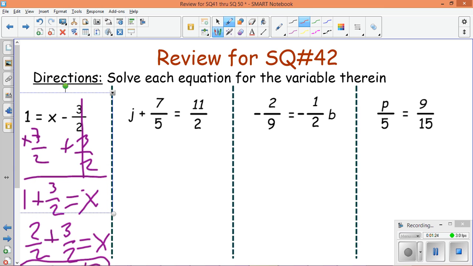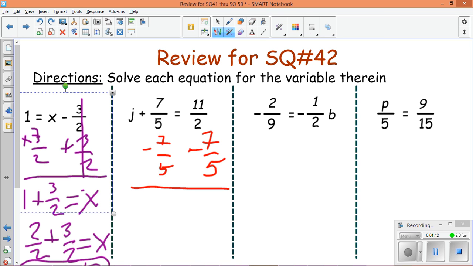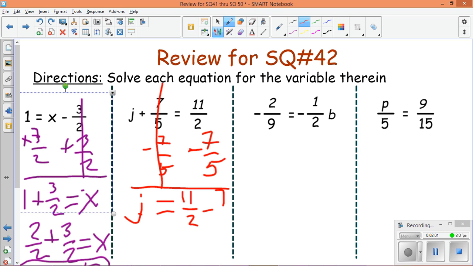Let's change colors. I have j plus 7/5 equals 11 halves. Again, I want j by itself, so what I am going to do is subtract 7/5 from both sides. I'm just undoing what has been done to j. Previously, we had added 7/5 to j, so now I'm just undoing that by subtracting 7/5 from both sides. Okay? Plus 7/5 minus 7/5 adds to 0, so those do not need to be written. I have j equals 11 halves minus 7/5.